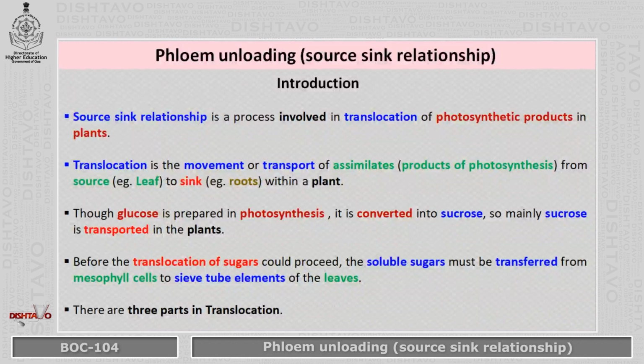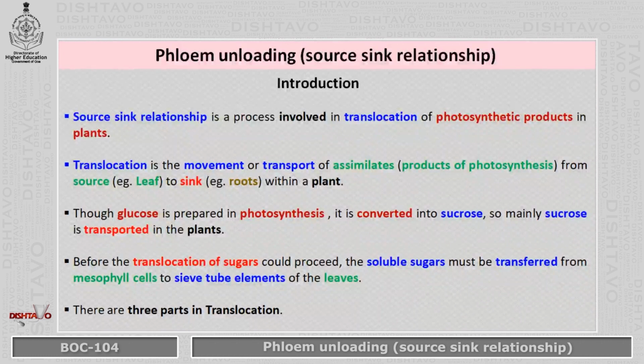Introduction. Source-sink relationship is a process involved in translocation of photosynthetic products in plants. Translocation is the movement or transport of assimilates. Assimilates are the products of photosynthesis from the source. An example of a source is a leaf, and an example of a sink is roots within a plant.